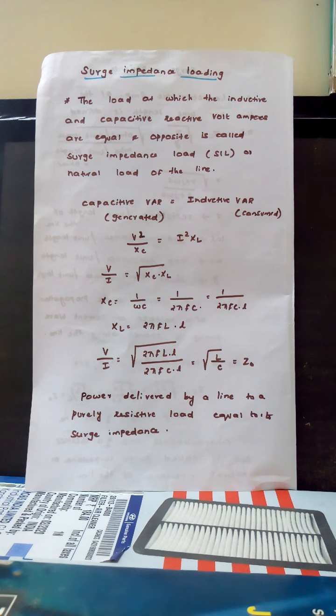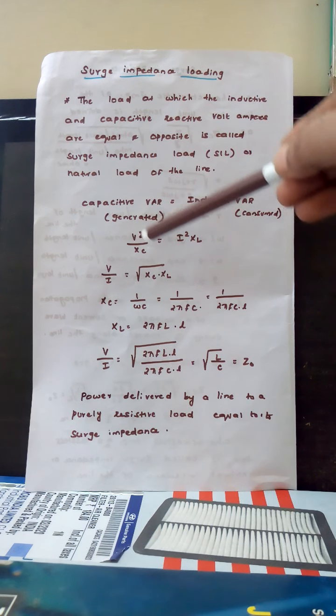Next is the surge impedance loading. We know for a long transmission line, the inductance and the capacitance are distributed throughout the entire line length. So the transmission line will have an inductor and a capacitor, correct? When the line is charged, the capacitive component generates VAR, that is volt ampere reactive. This VAR generated by the capacitance will be consumed by the inductive component in a long transmission line. If you balance these two reactive powers, the capacitive VAR will be equal to the inductive VAR.